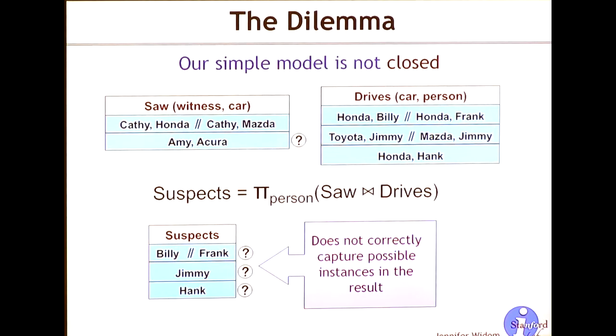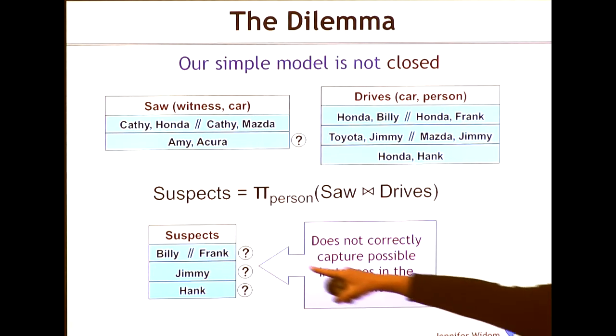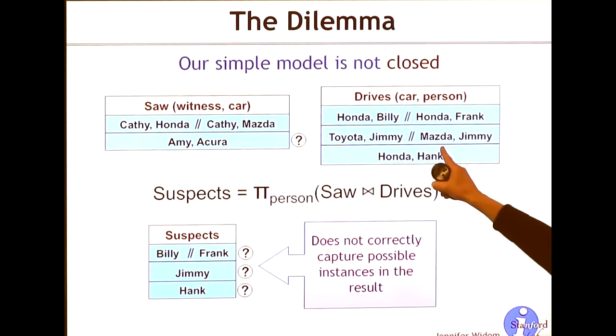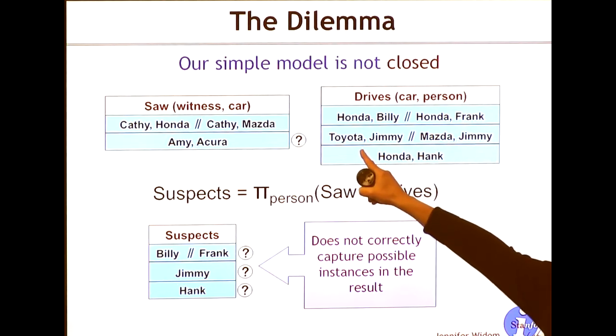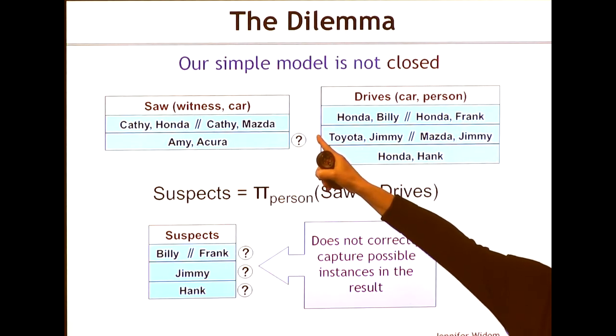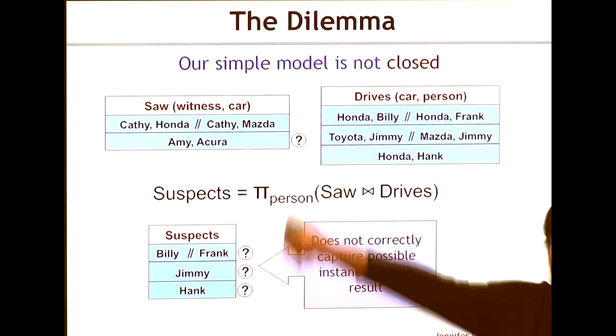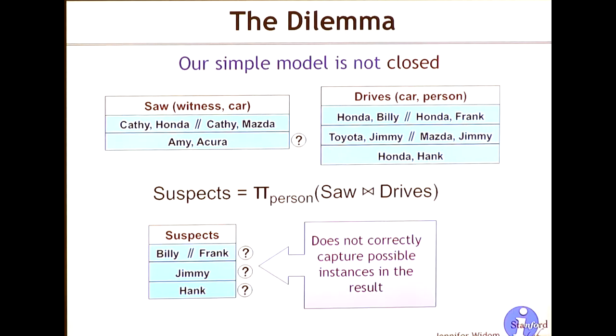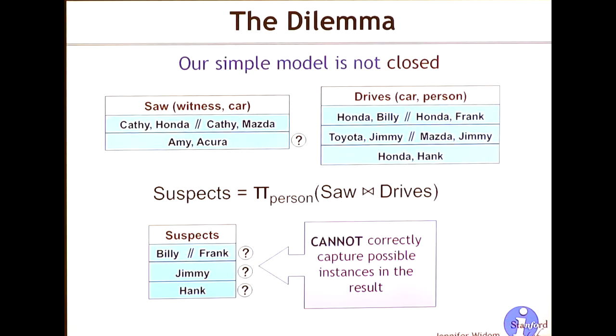Basically, there are connections between these, or correlations between them. Another example: if Jimmy is a suspect, then someone must have seen a Mazda or a Toyota. Since there's no Toyota, it means a Mazda was seen, which means a Honda wasn't seen, which means Hank can't be there. So we can't have Hank and Jimmy at the same time. Okay? So that's the dilemma. And I will tell you, we actually proved formally that you can't capture the answer in this model, period.